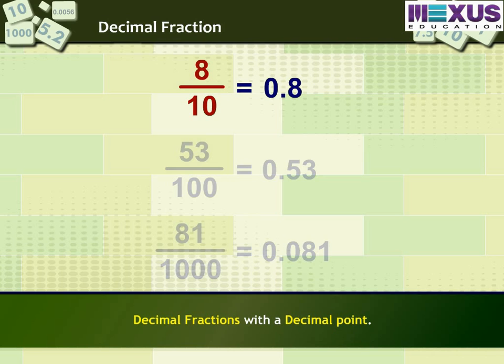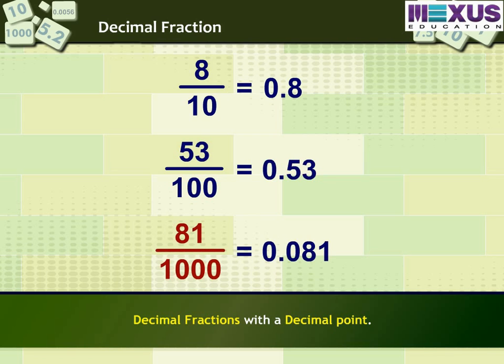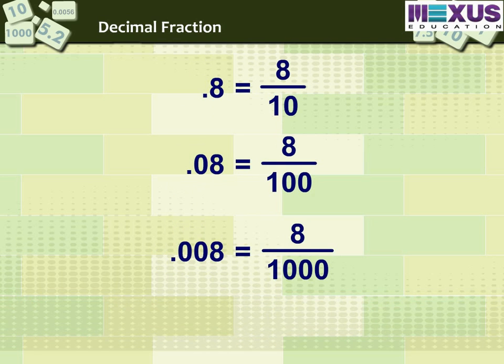8/10 is a decimal fraction, and it can be shown as 0.8. 53/100 is a decimal fraction, and it can be shown as 0.53. 81/1000 is a decimal fraction, and it can be shown as 0.081. Let's check one more example.